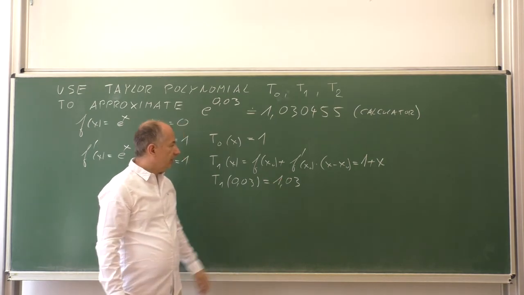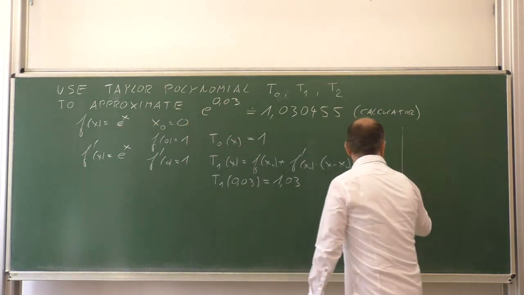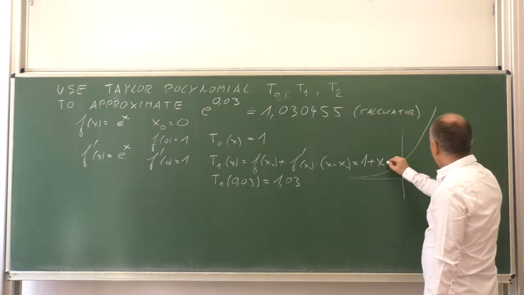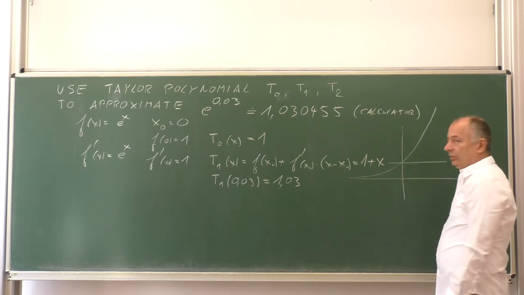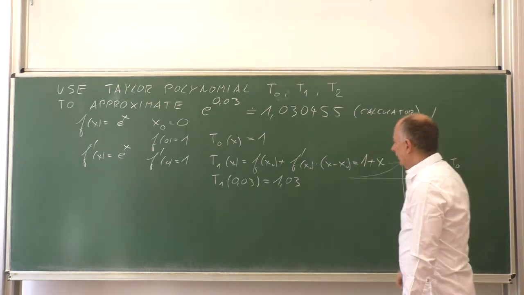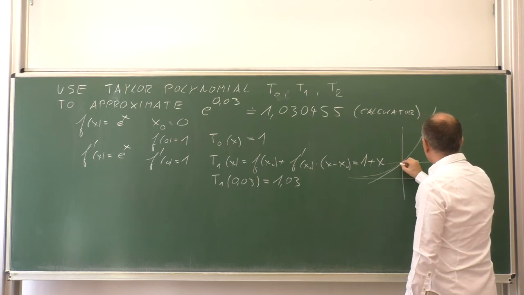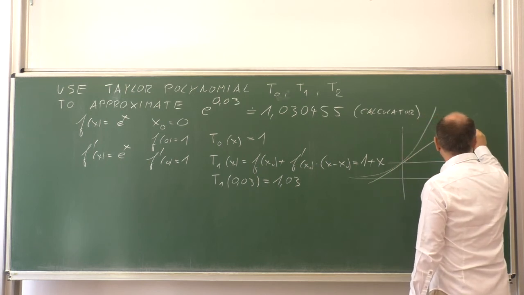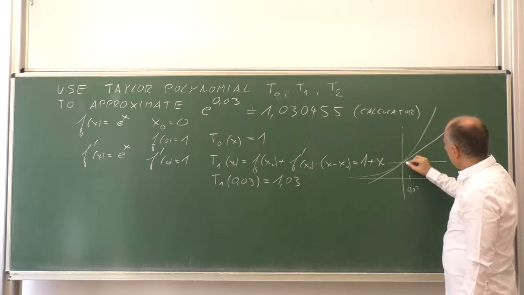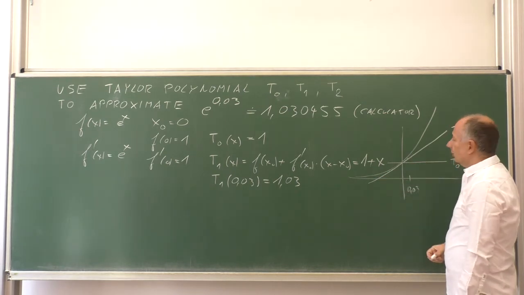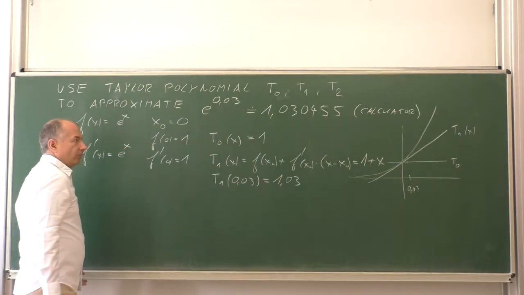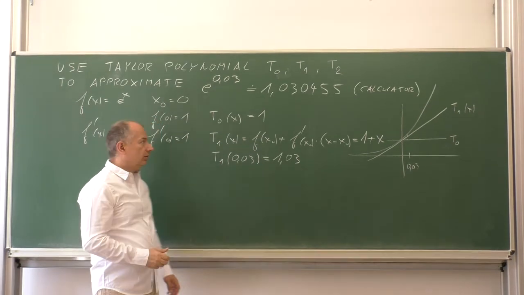If you like some graphical interpretation, if we sketch the graph of e to x, it looks like that. And the constant was the Taylor polynomial of order 0. And the t1 linear polynomial, 1 plus x, looks like that. So here, somewhere at the point 0.03, you see that the point on the line is much closer to the exact value than the previous approximation. But we can do still better using second order approximation.